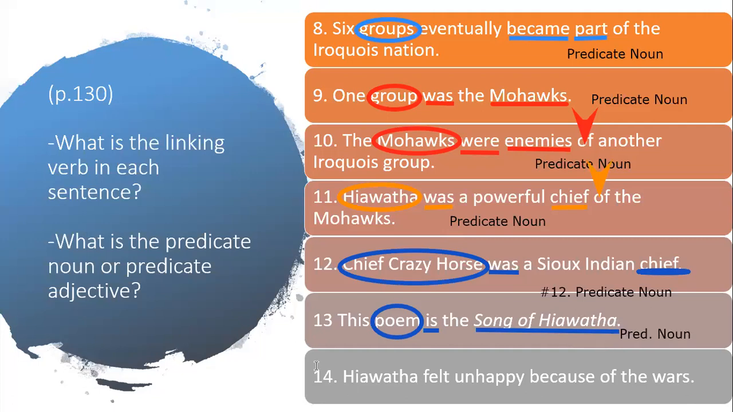Let's go to the next one, number 14. We're almost done, guys. Bear with me. Hiawatha felt unhappy because of the wars. So we identify the verb. What is the verb in this sentence? What is it? Yep, felt.